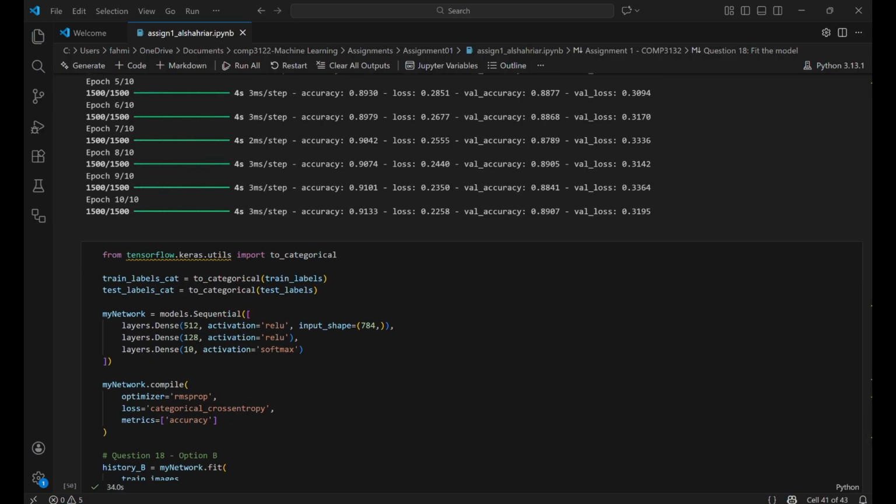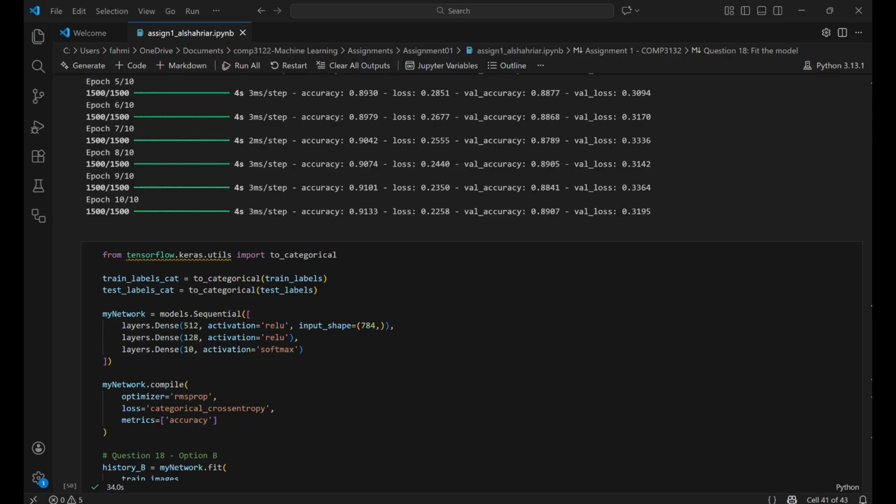For question 20, the difference in accuracy can be explained by several factors. First, clothing images have more complex textures and patterns than handwritten digits. Second, many of the fashion classes overlap visually, which increases misclassification. Third, the model used in this assignment is a fully connected neural network and does not include convolutional layers, which are more effective for image recognition tasks.